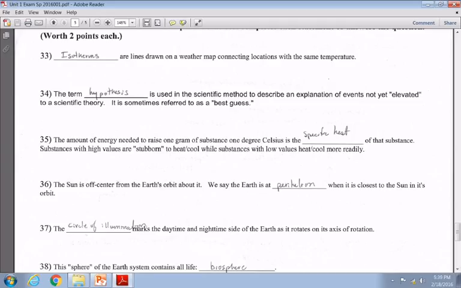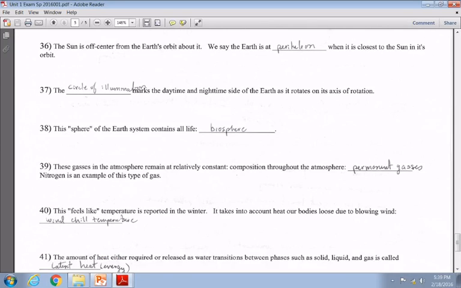Question 36, the sun is not in the center of Earth's orbit. We say that the Earth is at perihelion when it's closest to the sun. Question 37, I was after circle of illumination, basically marking the daytime and the nighttime side of the Earth. Question 38, I was after biosphere, the sphere that contains all life.